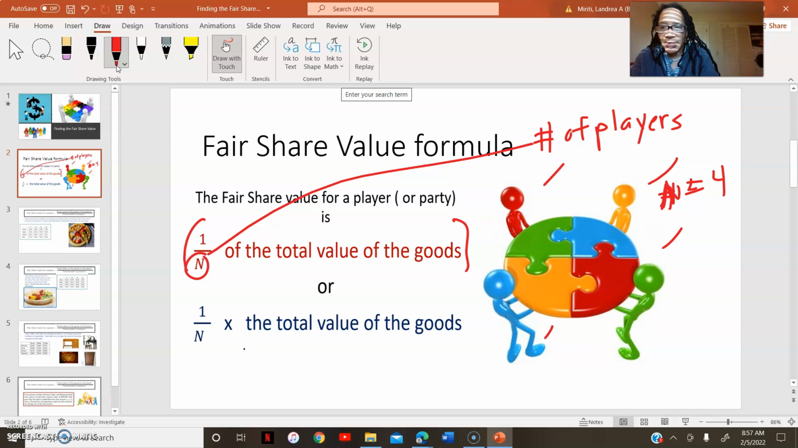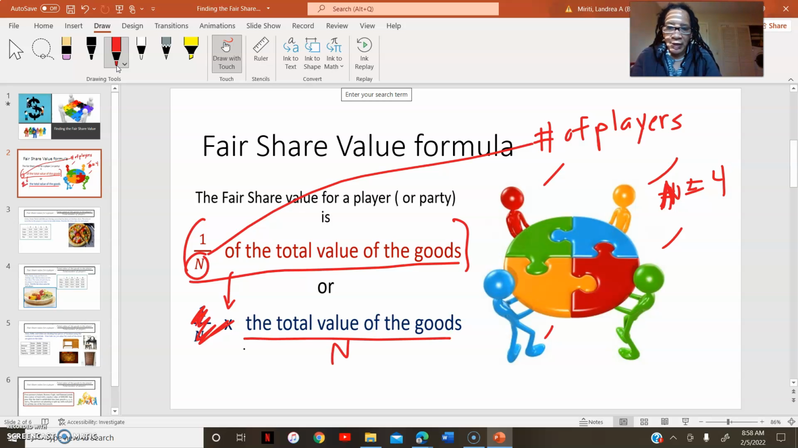In any case, 1/nth of the total value of the goods mathematically means taking 1 over n and multiplying it by the total value of the goods. And when you multiply a fraction 1 over n by the total value of goods, it really comes down to taking the total value and dividing by n, or the number of players, remember, is what n is.